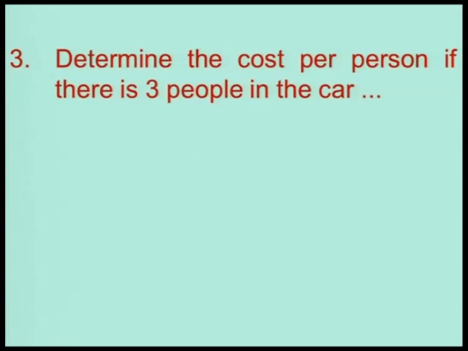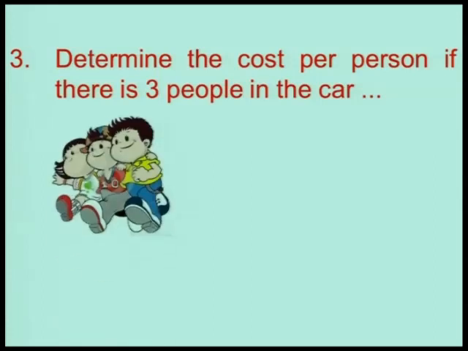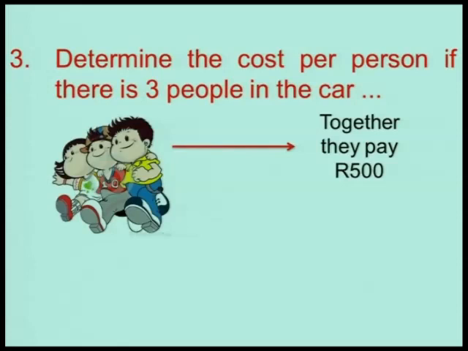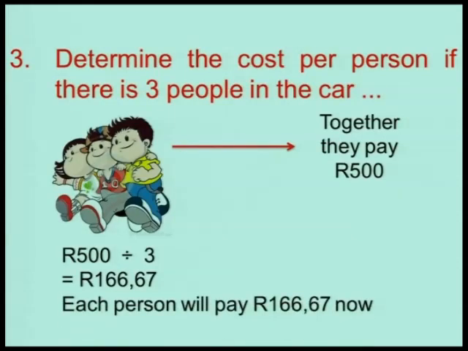They can also ask you, determine the cost per person if there's 3 people in the car. That means if there's 3 people, they will pay 500 Rand together. They are sharing. Therefore, you divide 500 divided by 3. And that will amount to 166 Rand and 67 cents. Each person will now pay 166 Rand and 67 cents.